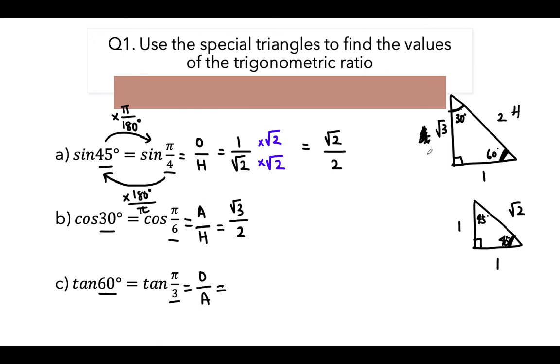Okay, so as you can see, depending on where your starting angle is, your length is going to change. So it's going to be opposite over adjacent. So this is 1. So therefore, it's going to be square root 3 over 1, which simply means square root 3.